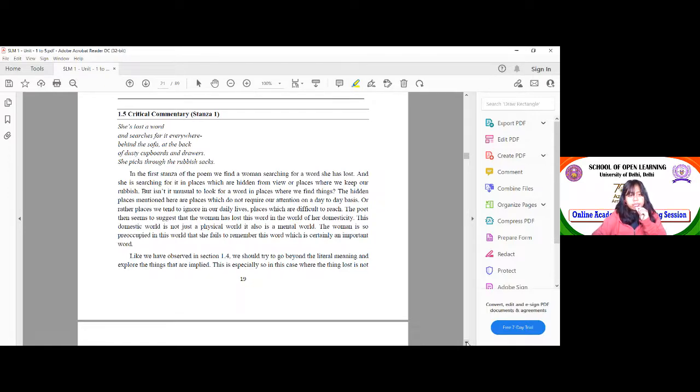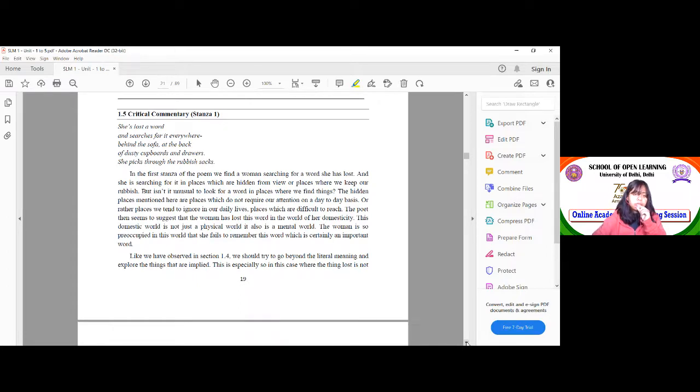So the first stanza: she's lost a word and searches for it everywhere. Behind the sofa, at the back of dusty cupboards and drawers, she picks through the rubbish sacks. So this is the first thing. The first stanza tells you that this woman has lost a word and she's searching for it everywhere. Where is she searching for it? Behind the sofa, at the back of cupboards and drawers, and even in the rubbish sacks or the garbage bag.